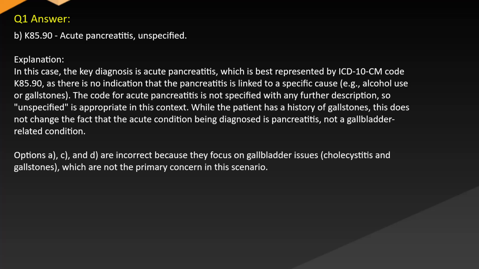Explanation: in this case, the key diagnosis is acute pancreatitis, which is best represented by ICD-10-CM code K85.90, as there is no indication that the pancreatitis is linked to a specific cause, e.g. alcohol use or gallstones. The code for acute pancreatitis is not specified with any further description, so unspecified is appropriate in this context. While the patient has a history of gallstones, this does not change the fact that the acute condition being diagnosed is pancreatitis, not a gallbladder-related condition. Options A, C, and D are incorrect because they focus on gallbladder issues, cholecystitis and gallstones, which are not the primary concern in this scenario.